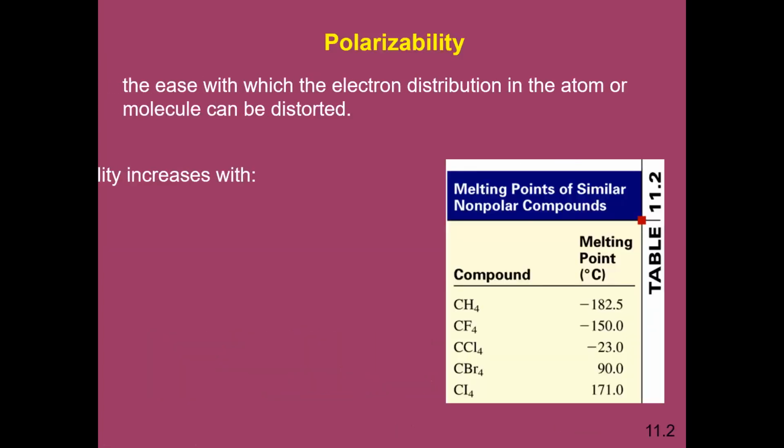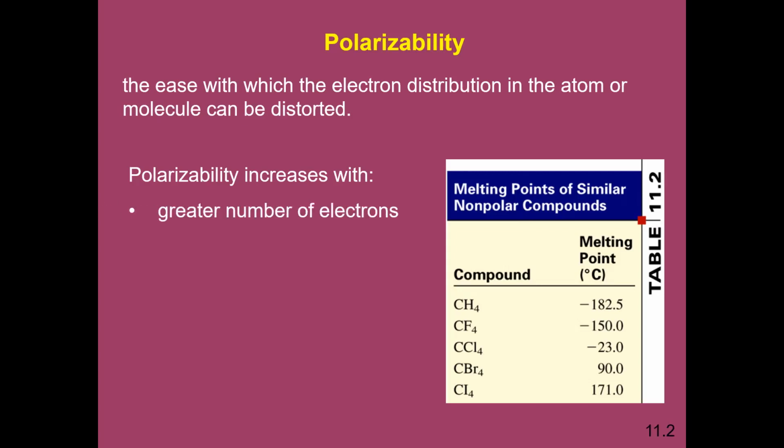All right, here's another one. If you look over here, this is how easy it is to disturb the electron cloud. That's what polarizability means. So if you make something polarized, it is easier the higher the size of the electron cloud is, number one. So more electrons, therefore a bigger electron cloud. Another thing is it's more diffuse, so that means it's bigger again.